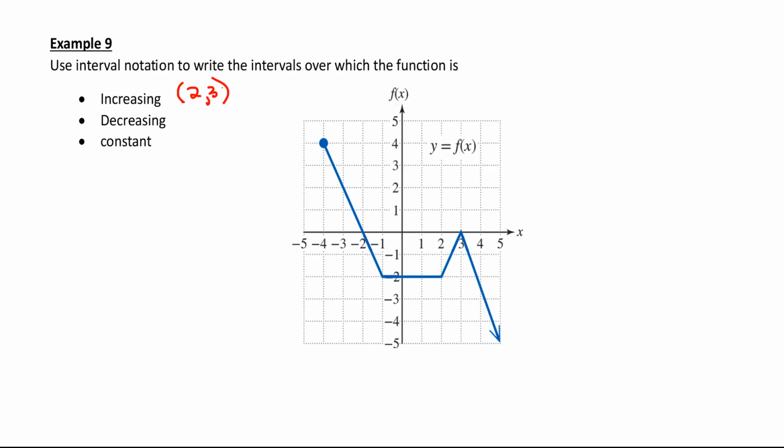And we would use parentheses. We would not use square brackets because at a particular spot, the function's not doing anything. It's not increasing or decreasing. So you wouldn't include 2 and you wouldn't include 3.